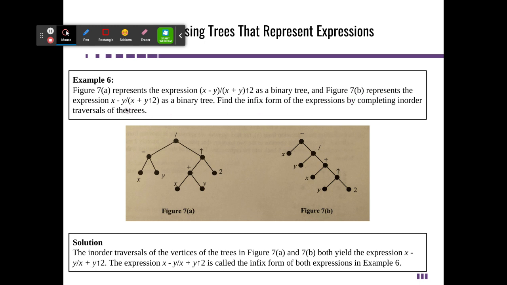7b represents (x − y) divided by (x + y) squared as a binary tree. Find the infix of the expressions by completing in-order traversals. All right, so if we're doing in-order, then we're going to work our way through.